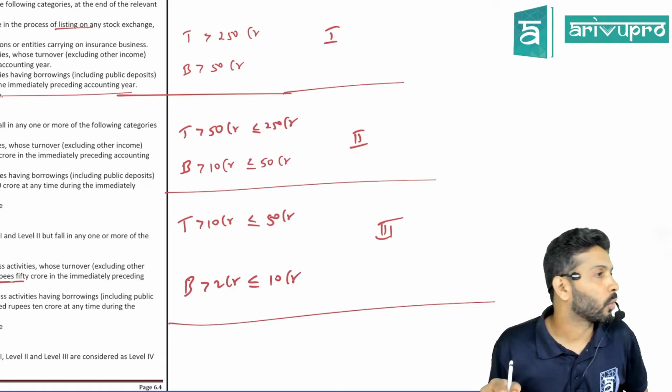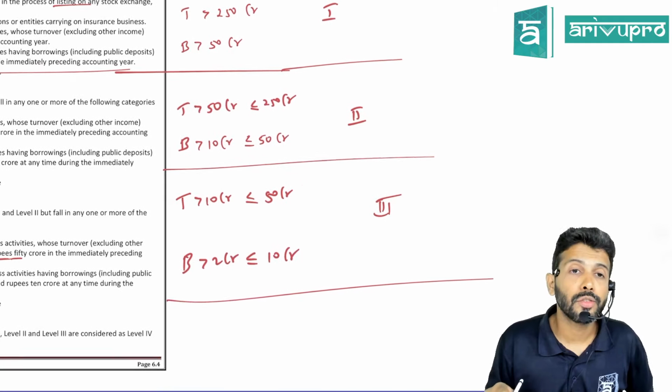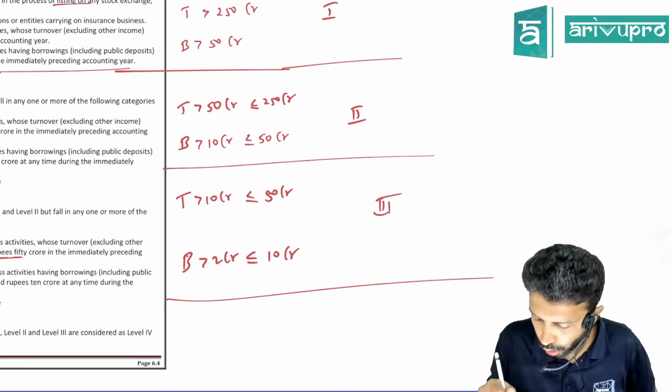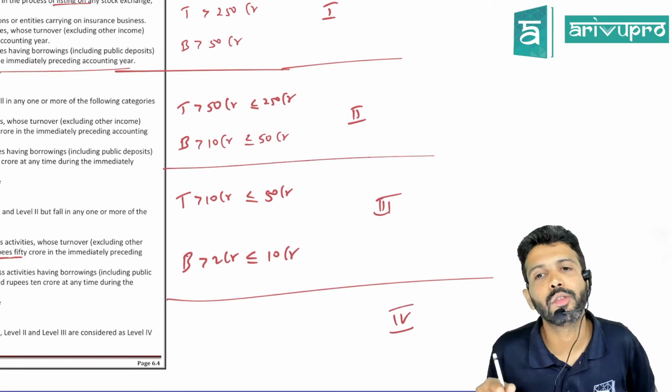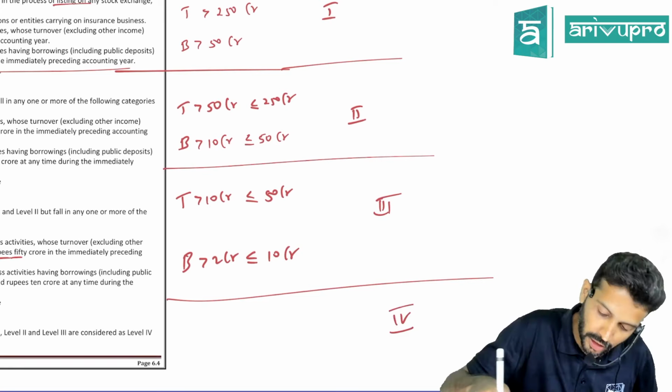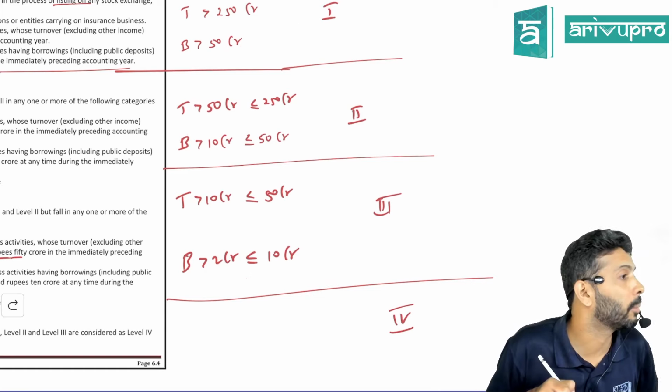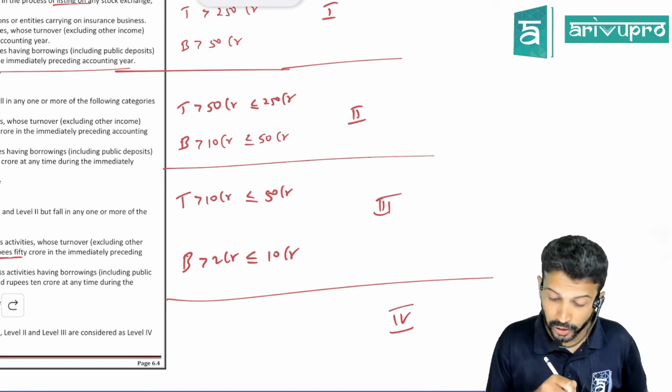Level 1, level 2 and level 3. If you are none of the above, you become level 4. If you are failing all these criteria, then you come under level 4. Sir, why all this drama, sir?